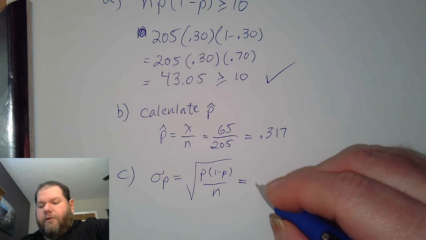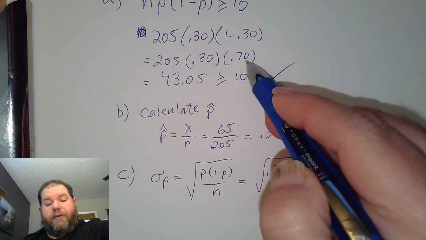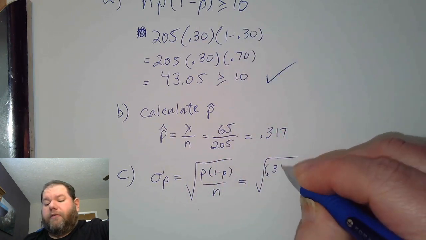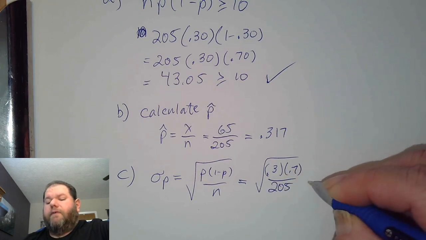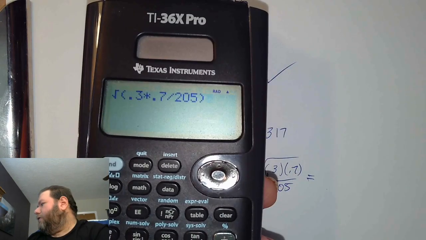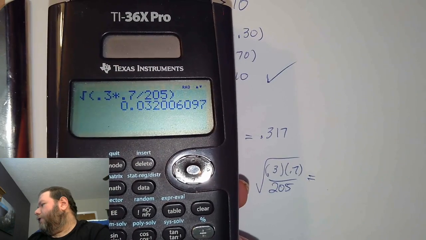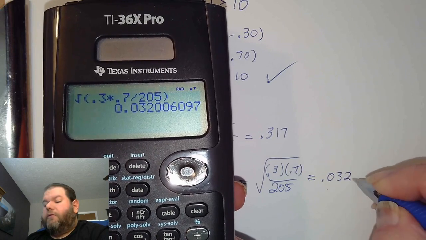Let's see, so that would be the square root of 0.3. Now 1 minus p we already found was 0.70, or 0.7. And then divide by n, which is still 205. So we take the square root of 0.3 times 0.7 divided by 205, as we see here. Press enter, and that's going to be 0.0320.